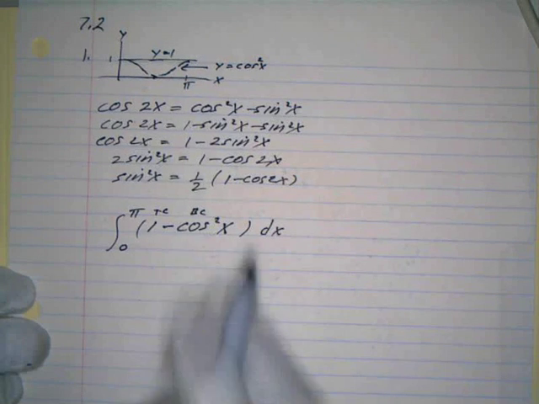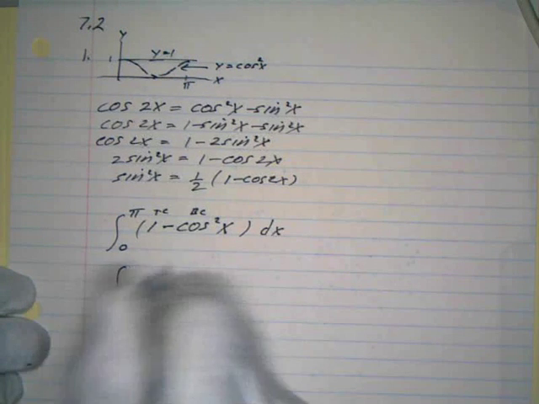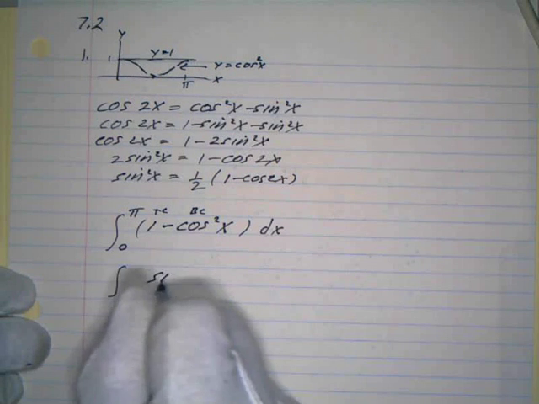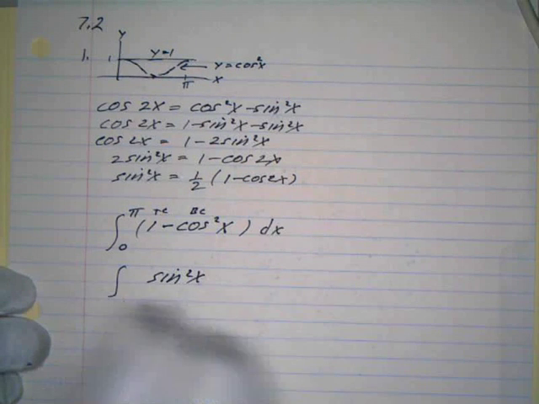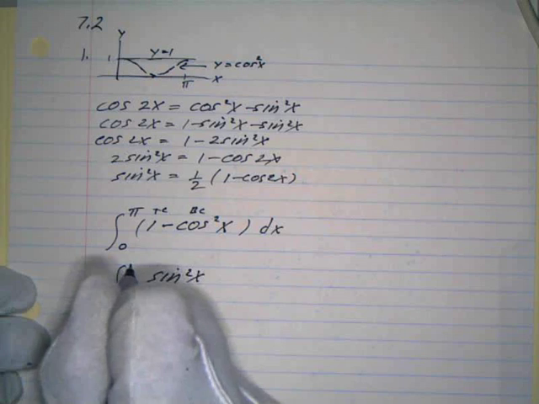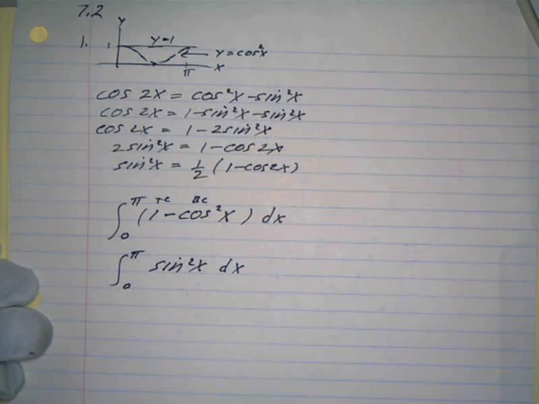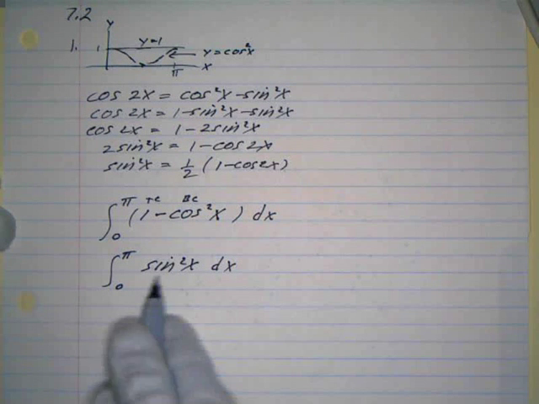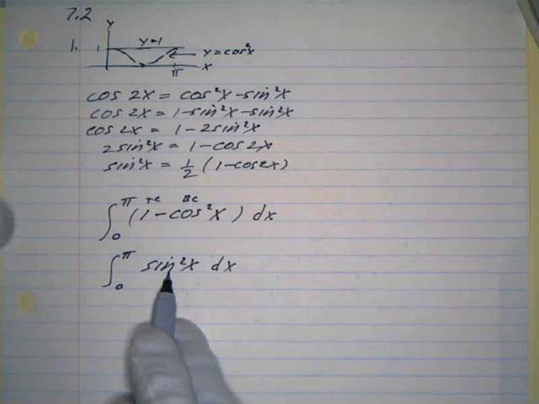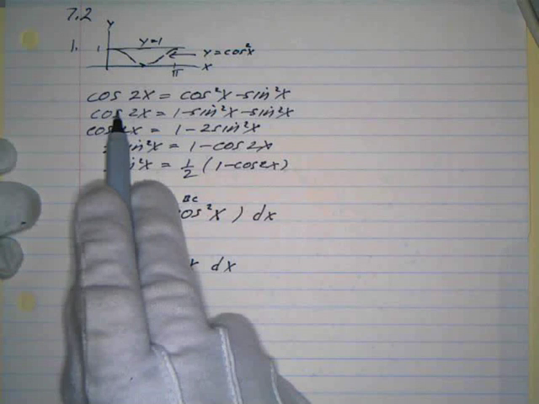But we know that 1 minus the cosine squared is just the sine squared of x. And that's going to be from 0 to pi dx. And now we have a kind of a dilemma. How are we going to take the antiderivative of that? And we have to use this technique up here. We talked about this before.